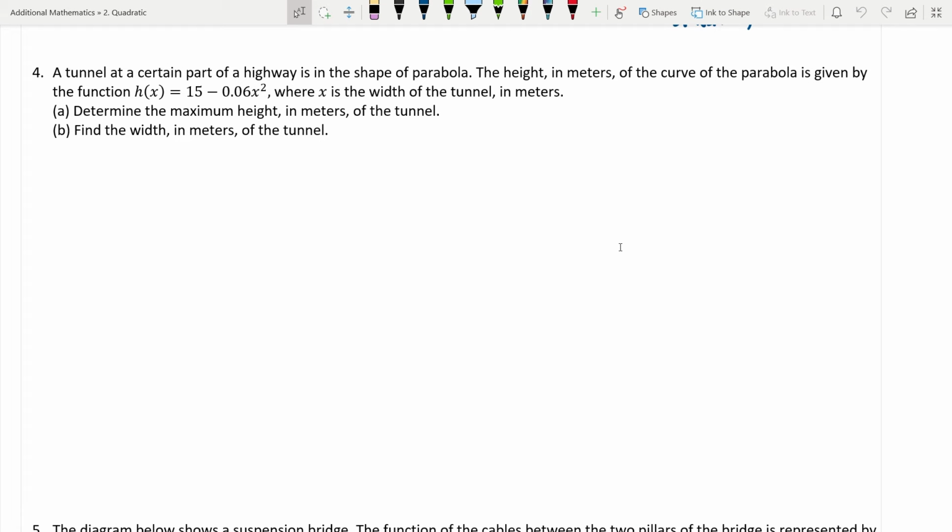Question 4. A tunnel at a certain part of a highway is in the shape of a parabola. The height in meters of the curve of the parabola is given by the function h of x is equal to 15 minus 0.06 x squared, where x is the width of the tunnel in meters. Let's sketch the curve to help us visualize the questions. So this is the tunnel, parabola in shape. This is the ground, our x-axis, and our y-axis will be the axis of symmetry.